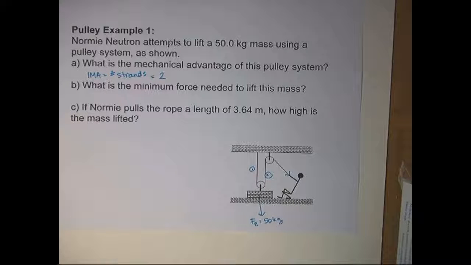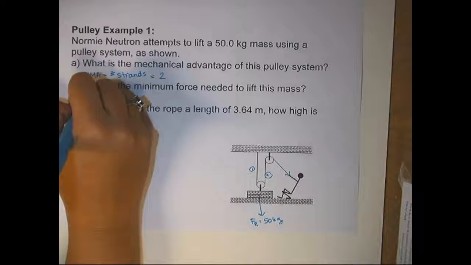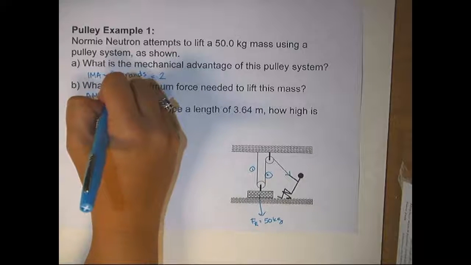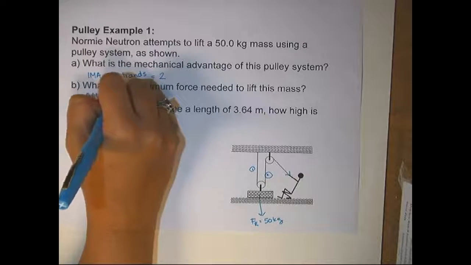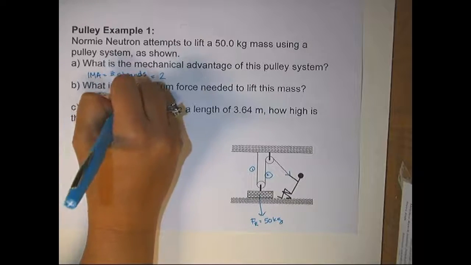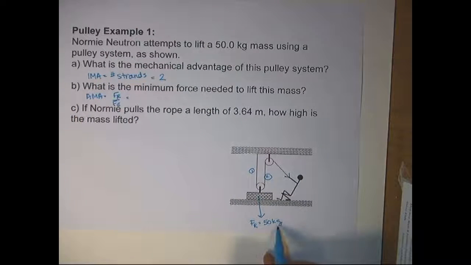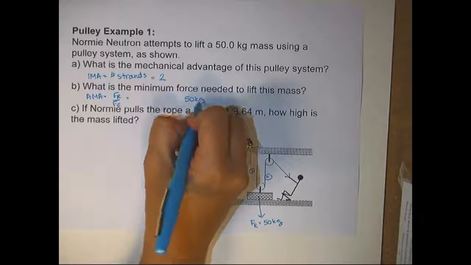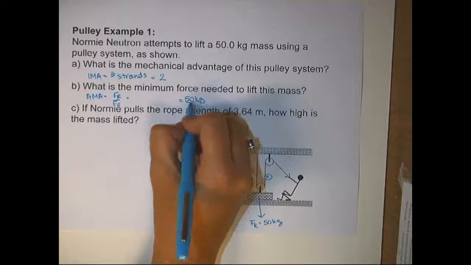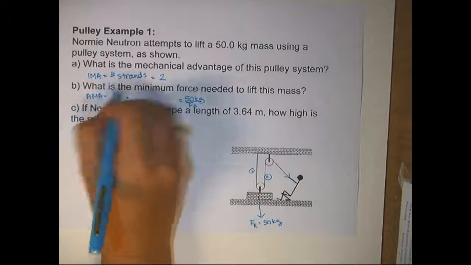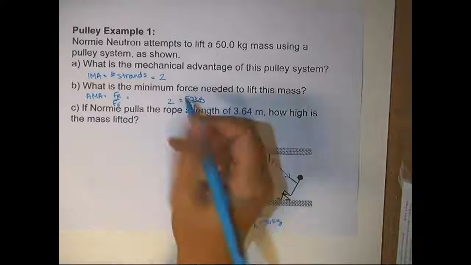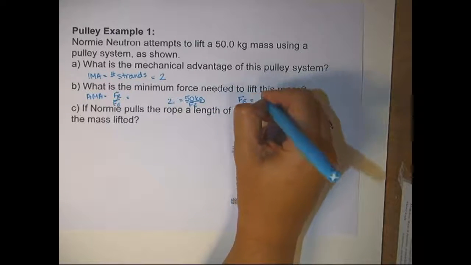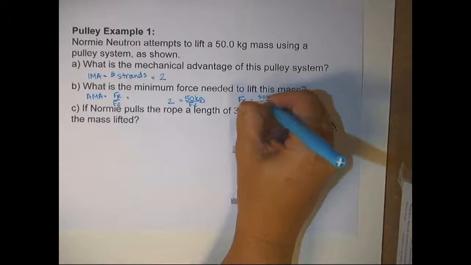So what's the minimum force needed to lift the mass? Write your formula. AMA equals FR over FE, just like we've had on the rest of them. FR is 50. I don't know FE, but I do know the AMA is 2. Cross multiply, do your work here. So we find that FE equals 50 kilograms divided by 2.